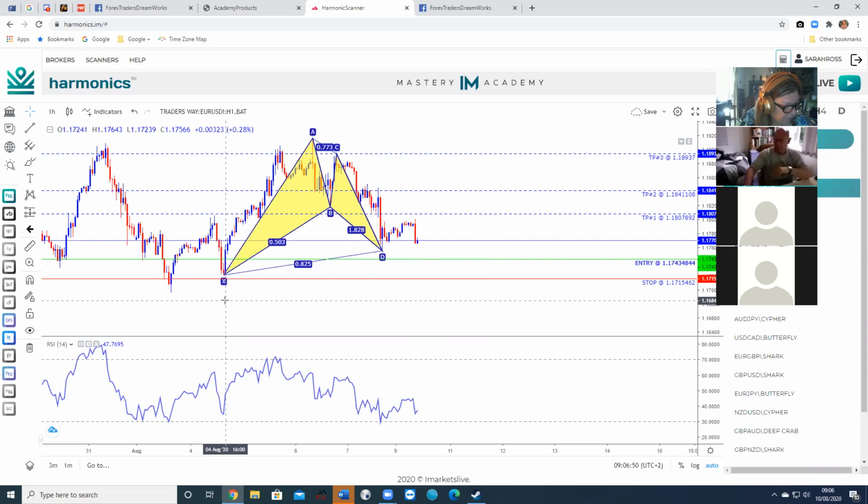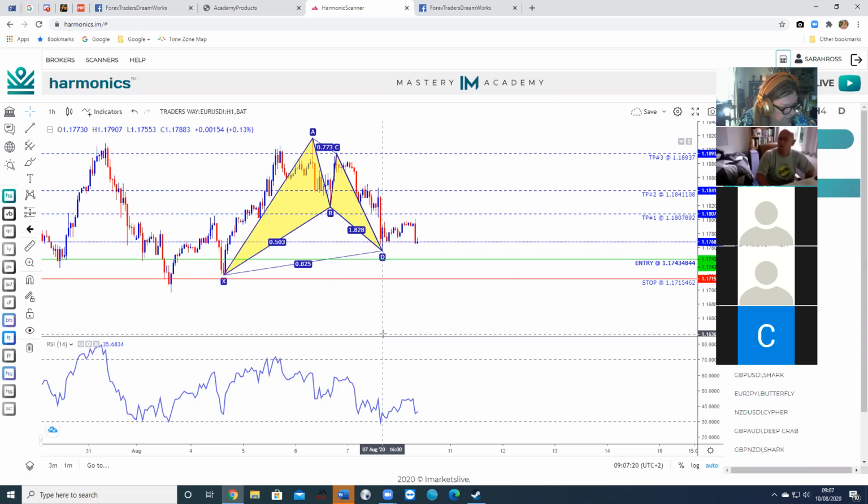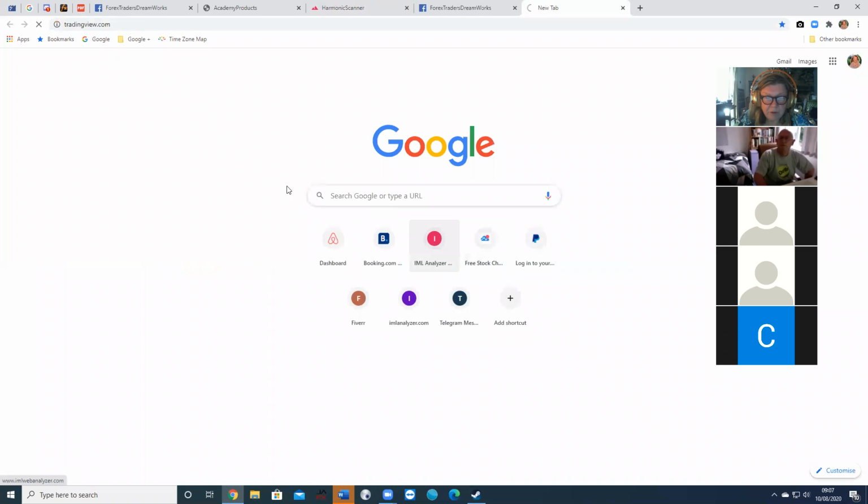So X, 4th of August, 1600. A, the 6th of August, 0800. B, 6th of August, 1600. C, 6th of August, 1900. And finally D, 7th of August at 1600. Then come over to your charts on TradingView.